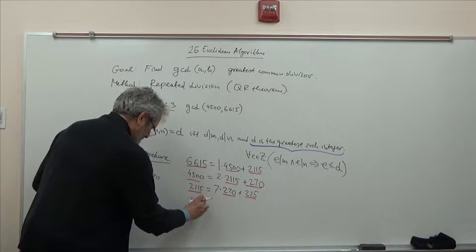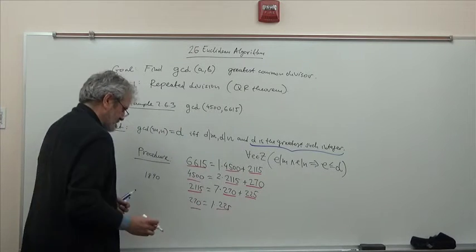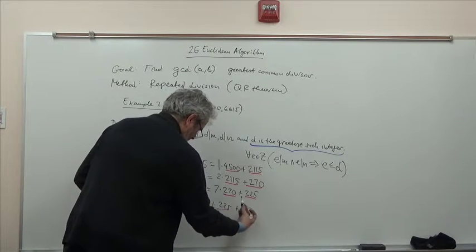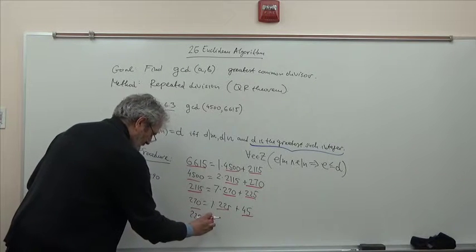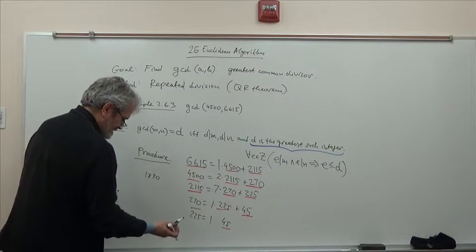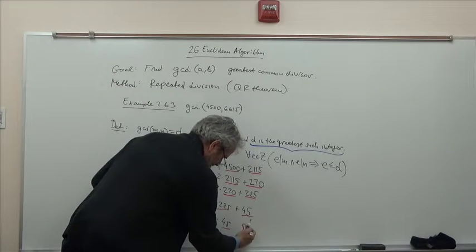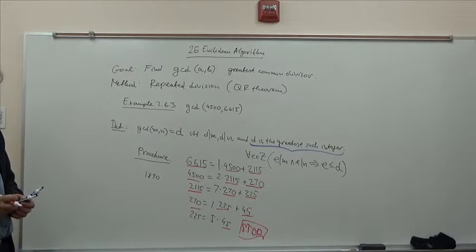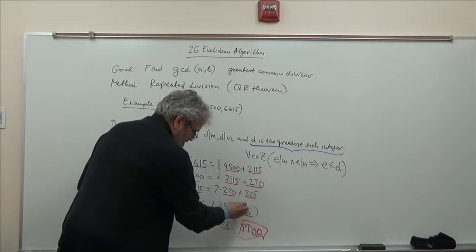Then take 270 equals 1 times 225 plus 45. Then 225 we divide by 45, and now the remainder is not there. Actually, it's divisible, and it's 5 times 45. And here we just stop. So that's the procedure. You stop when there is no remainder. And then what's your answer? The last non-zero remainder, which is 45.